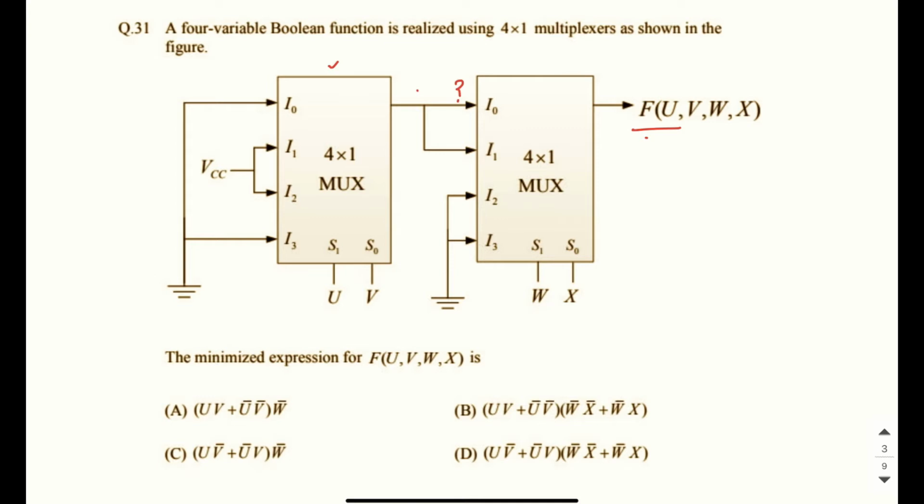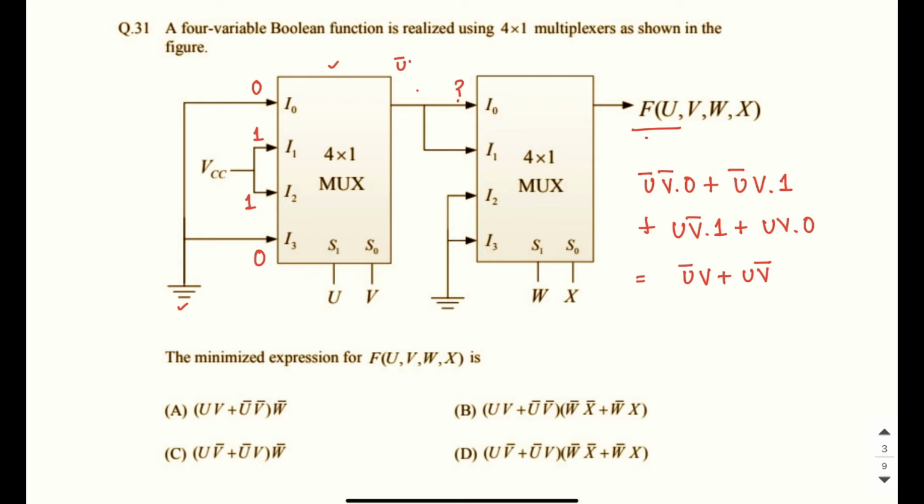output will be equal to U bar V bar dot I naught. If you observe, I naught is 0 because it is connected to ground. I1 and I2 are 1 as they are connected to VCC, that is the power supply, and again I3 is 0. So we have U bar V bar dot 0, plus U bar V dot 1, plus U V bar dot 1, plus UV dot 0. So this is left out as U bar V plus U V bar. So at this point we have U bar V plus U V bar.